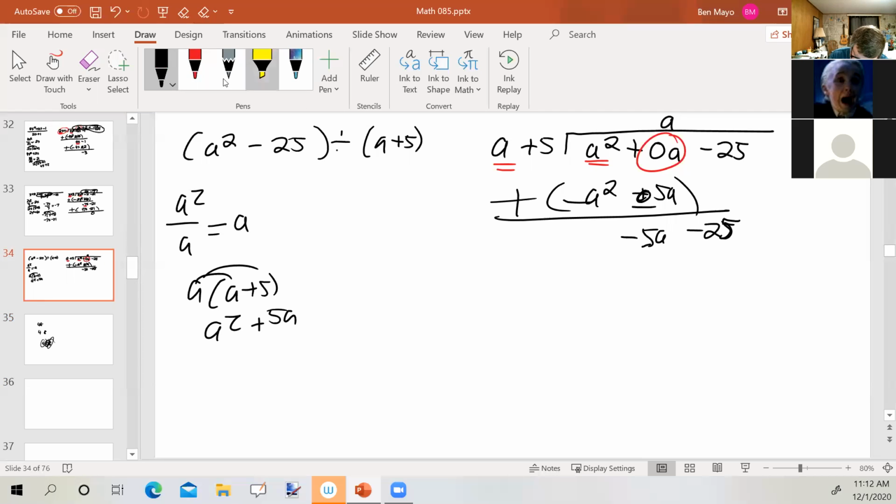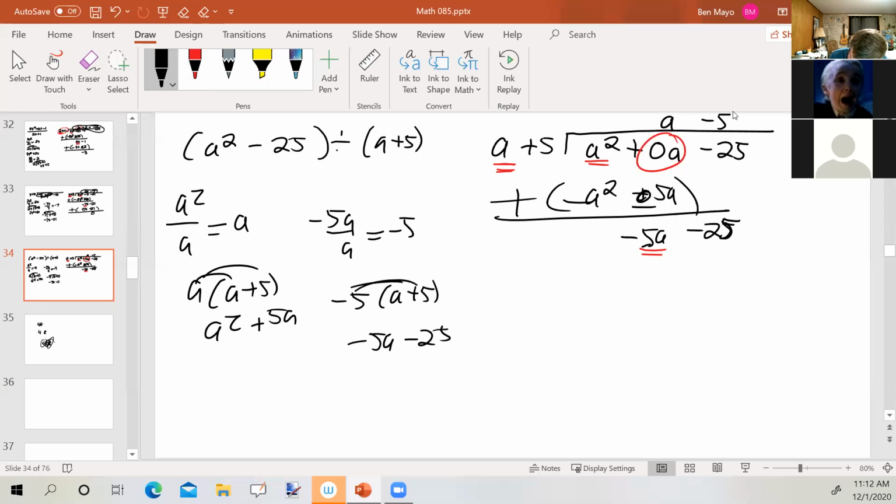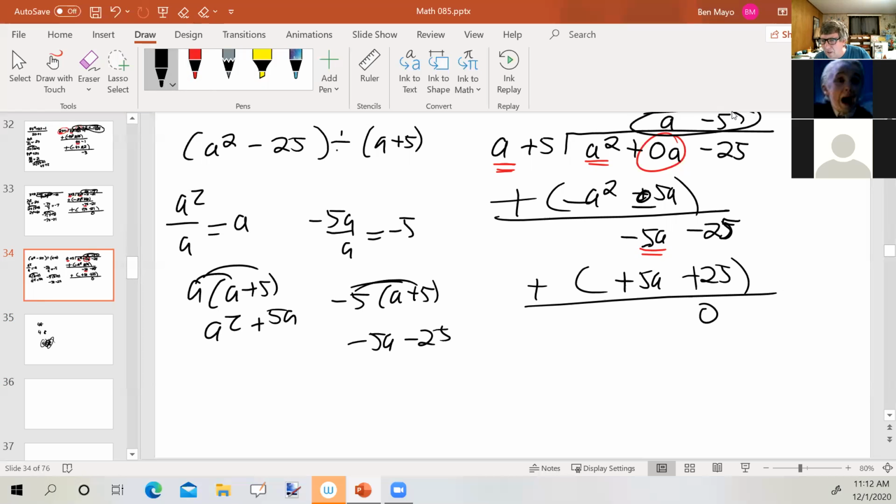And then we've got negative 5a divided by a is negative 5. And negative 5 times a plus 5 is negative 5a minus 25, which we write there. Subtract it from what's up above, change it to addition of the opposite, and we get 0, which means our final answer is a minus 5.